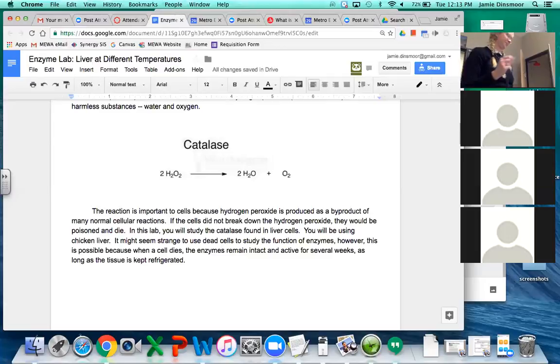Make sure, by the way, that if you haven't predicted already, that you at least do that. So predict in your mind, predict on your paper, which temperature is going to be the best here. We have ice cold water, room temperature water, body temperature water, which we'll try to warm up to around 90 degrees, and then boiling water. So those are your options. Pick which one you think the enzyme is going to function best at and just write why. It doesn't have to be super detailed.